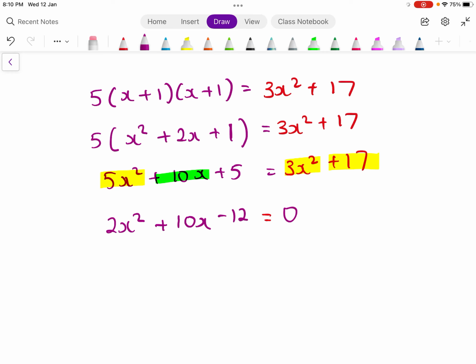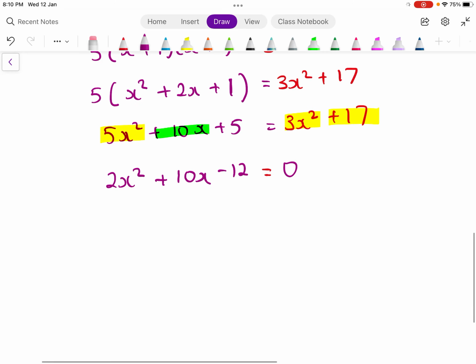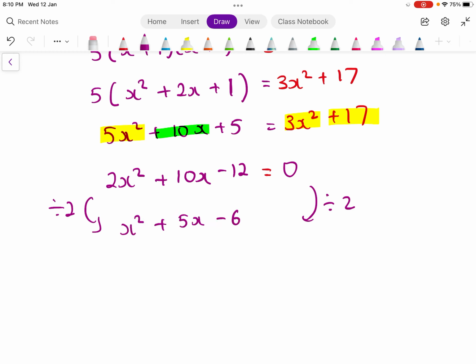Of course, before I do my quadratic factorization, I simplify first. So I just divide by 2 on the left and right hand side. When you divide by 2 on the left and right hand side, you should get something like x squared plus 5x minus 6 equal to 0.